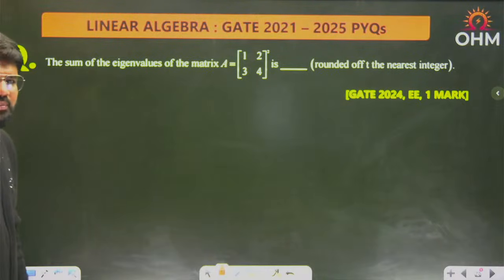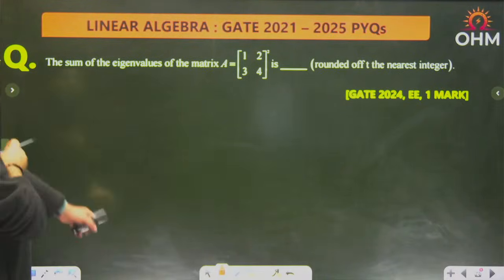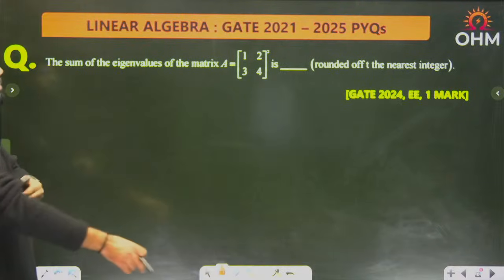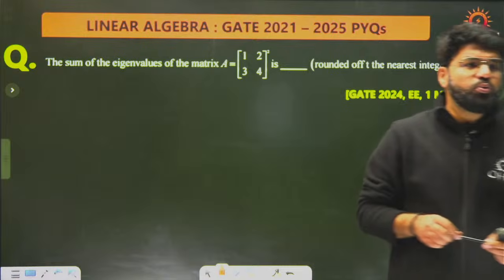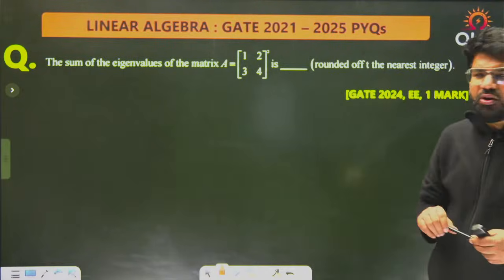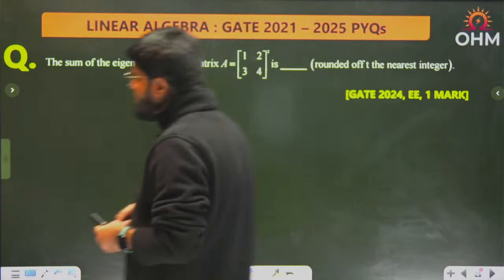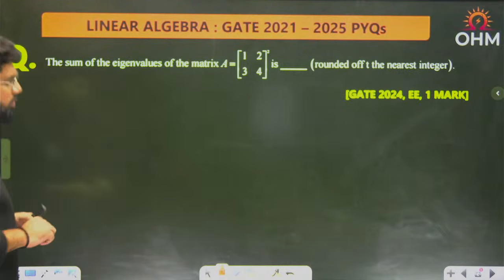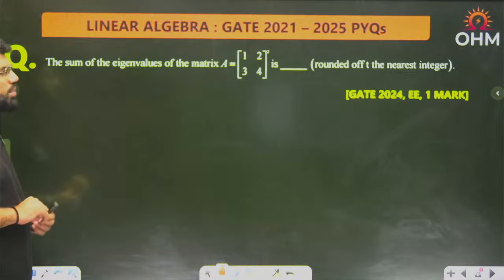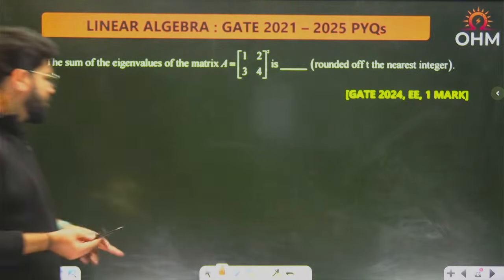GATE 24, 1 mark question. What is the sum of the eigenvalues of the matrix [1, 2; 3, 4] squared? Now again you have two choices. Do you need to multiply the matrix and calculate the square of it? Not required. That is not going to be required. Sum of the eigenvalues, even that can also be done.